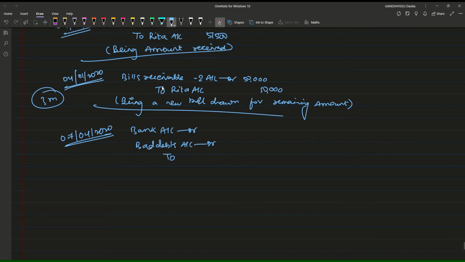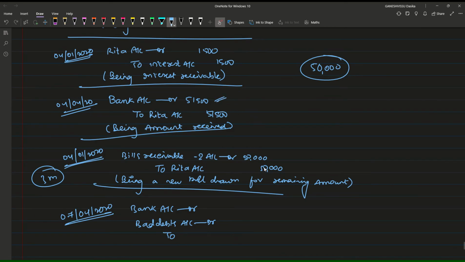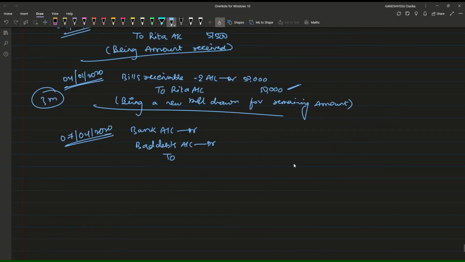Why bills receivable? Because Rita has been cancelled. This amount of 50,000 is completed, and with 50,000 we have drawn another bill. So Rita has been removed from our books. So the bills receivable is the entry which we need to write. Bills receivable account: for 50,000 rupees we need to credit this bills receivable amount, and 40% of 50,000. Only 40% could be recovered from her estate, means 50,000 into 40%, 20,000 could be recovered. That means 30,000 is bad debts.